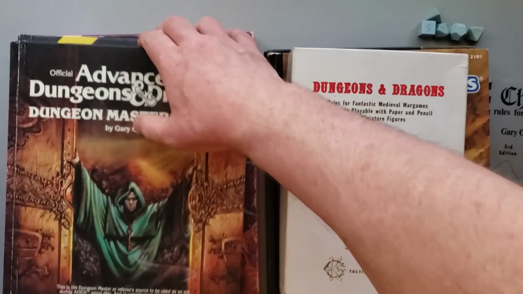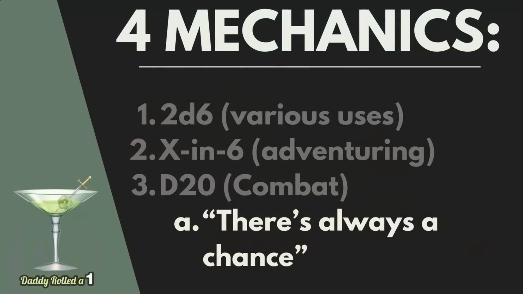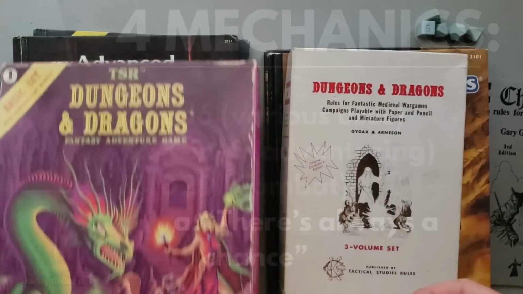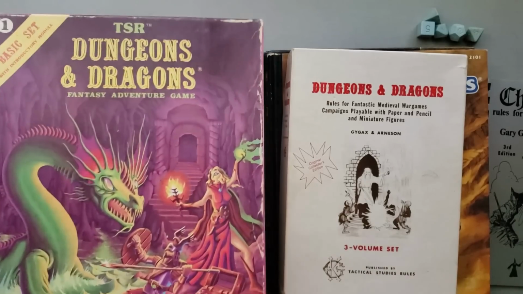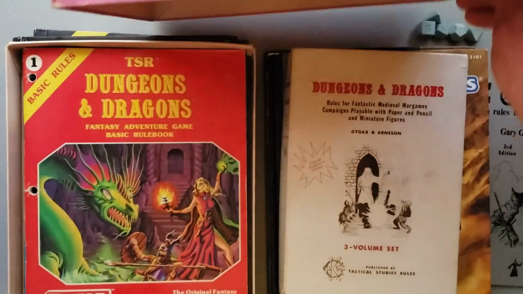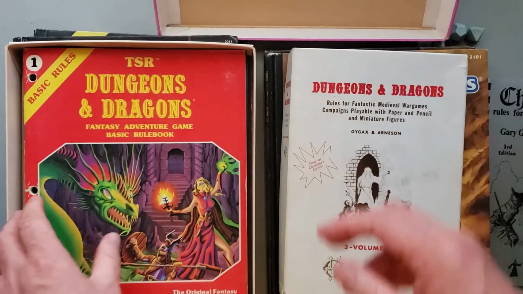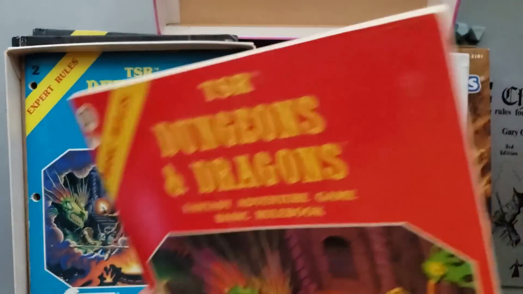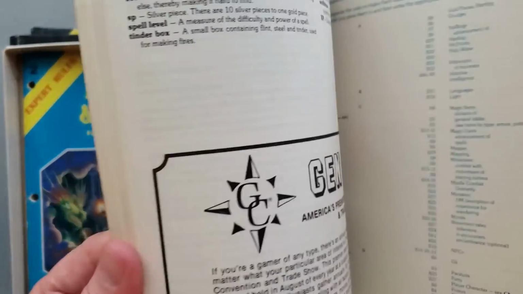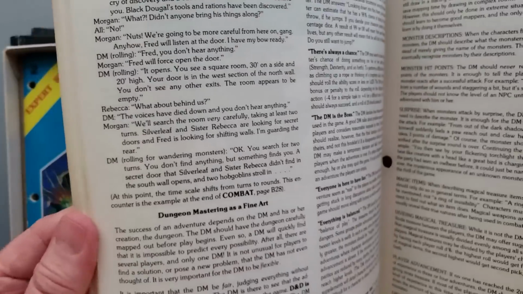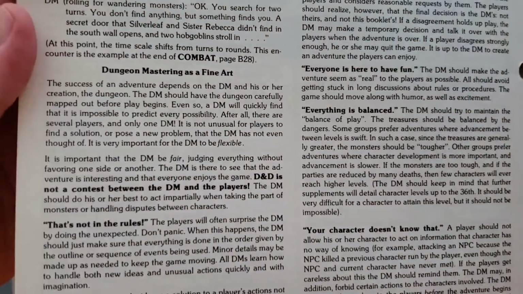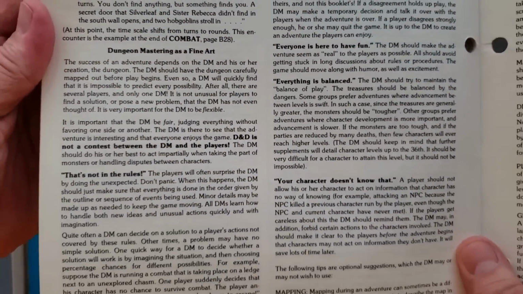Okay, but you also have a different kind of d20 mechanic. This is where things start to get a little bit, I don't want to say screwy. It's sort of just knowing what to roll and when to roll it. But in Moldvay Basic D&D, there's a section in here on dungeon mastering as a fine art. It's one of my favorite sections in this whole rule book.